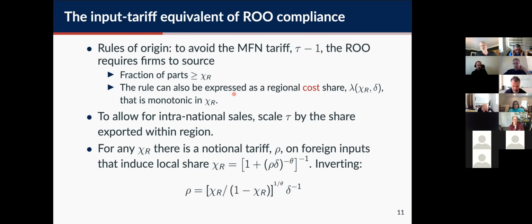And from here on out, I'll show you everything in terms of the rule of origin, which is going to be chi-r, even though in the model we solve it by thinking about what is the tariff on parts that would induce that share of parts sourced domestically.